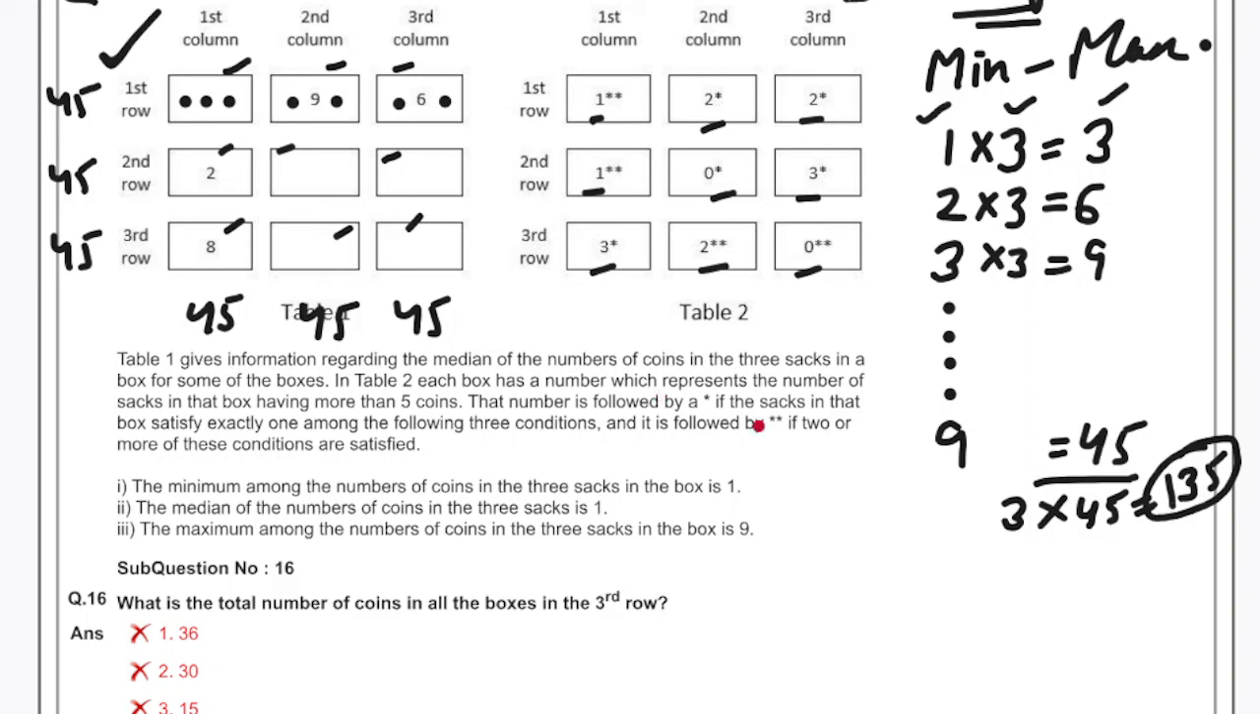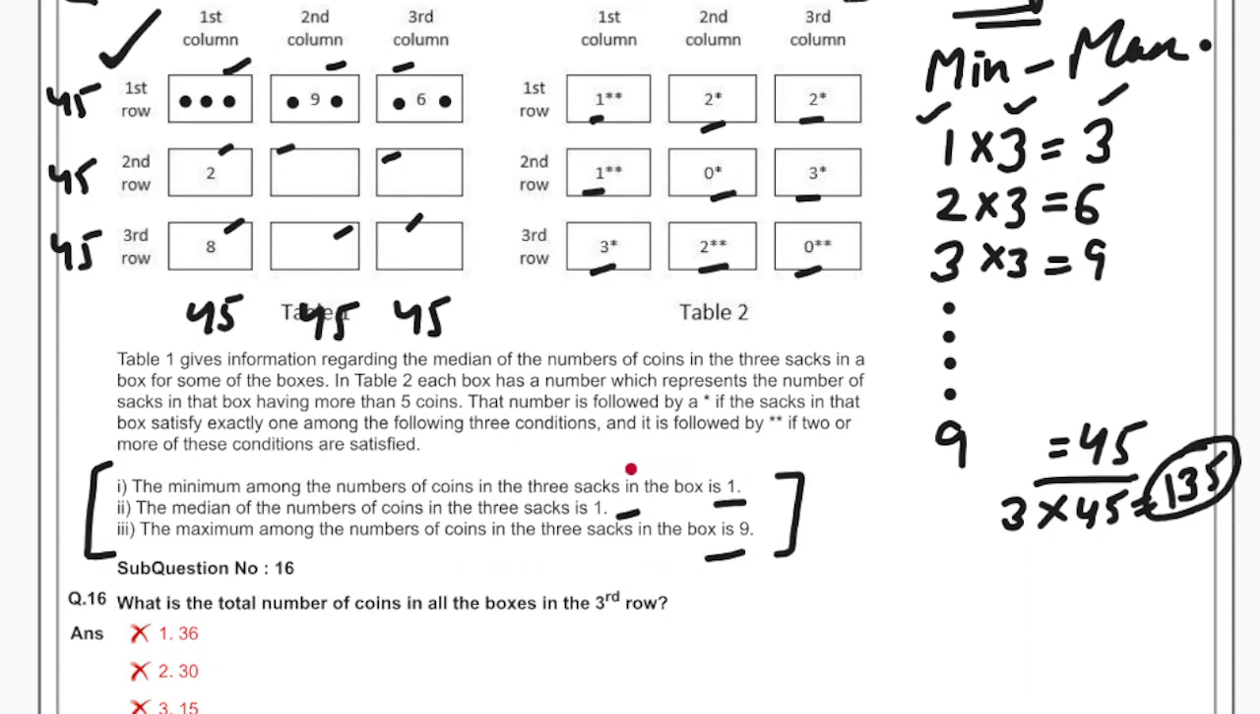Then they are followed by a star and 2 stars. 1 star means the sacks in that box satisfy exactly one among the following 3 conditions. The 3 conditions are: the minimum number of coins in one of these sacks will be 1, the median is going to be 1, and the maximum among the number of coins in the 3 sacks is again 9.